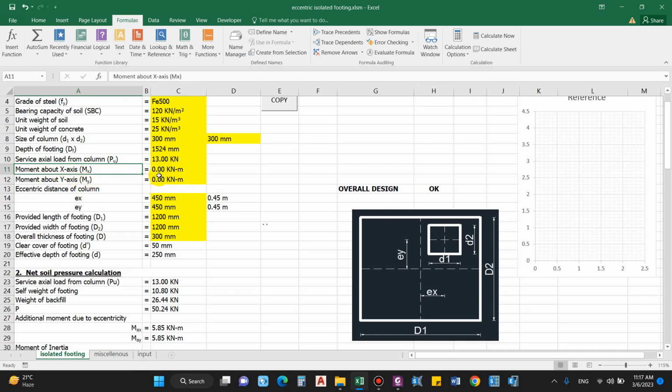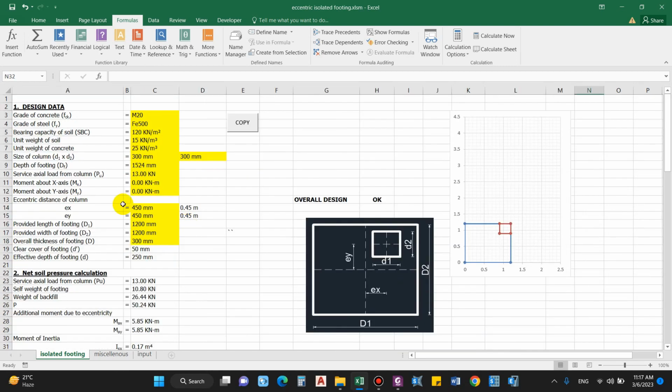Moment about x and moment about y, for now it is 0 and 0. If you have any moment, that is Mx or My, you have to enter it here because that will alter the bearing pressure. For now it is 0. Eccentric distance of column, here you can see ex and ey, these are the eccentric distances, so we'll get that as per the requirement here. For now our case is that the footing is at the edge, so we will provide the value until it is satisfied over here.